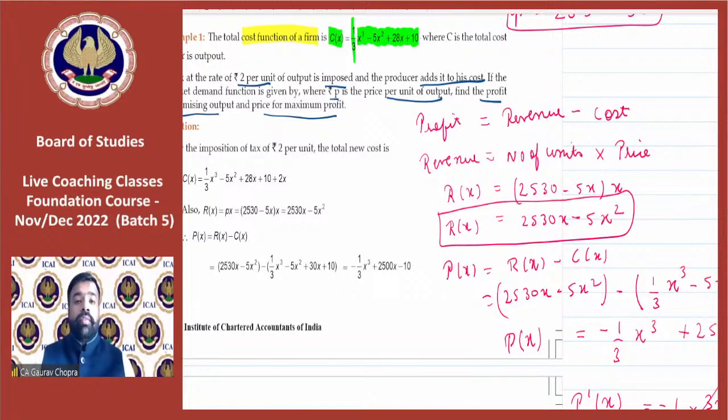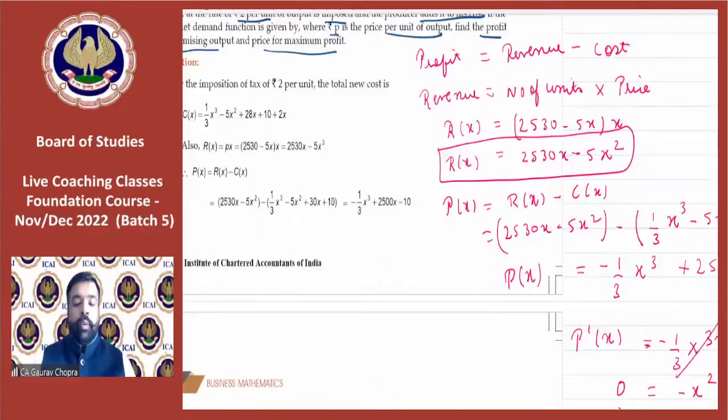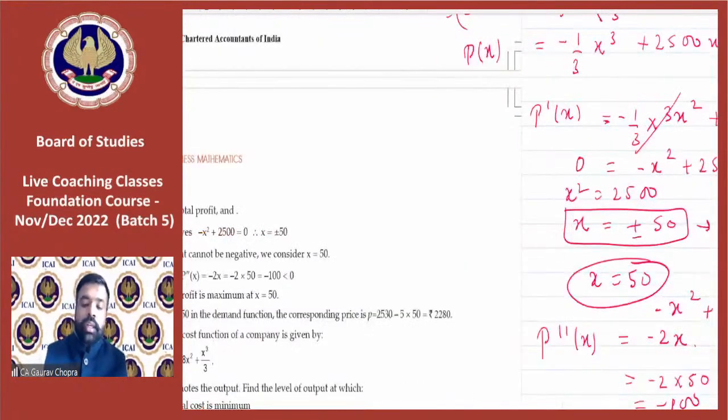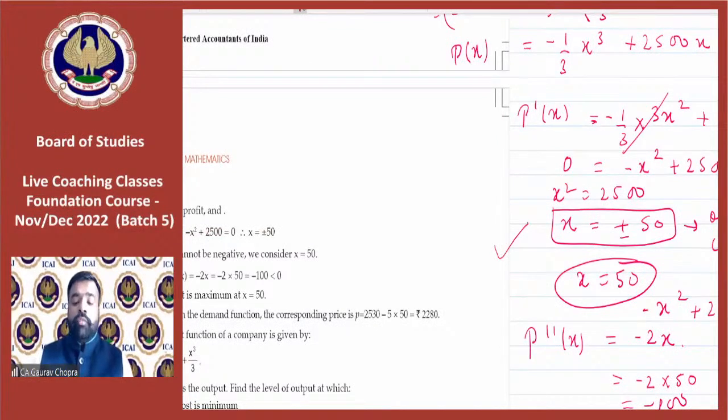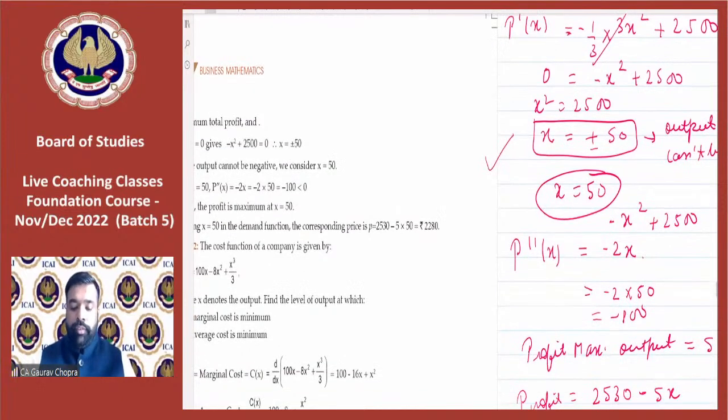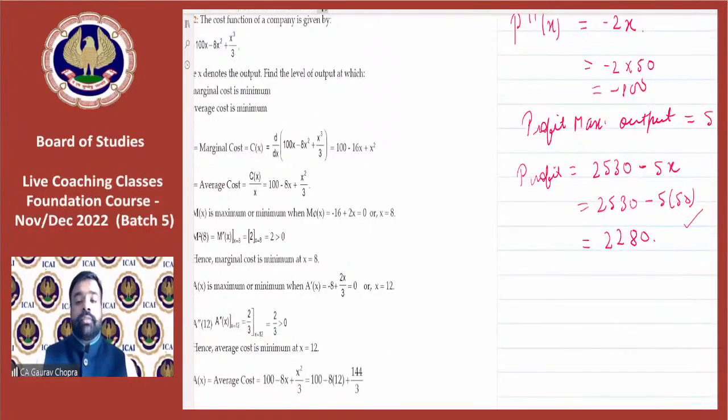Now, whenever we are getting the profit, we can find out the derivative and equate with 0, so that we can get the maximum value of output. So the maximum output was 50 as per our calculation. Now we can check this with double derivative. If the value of double derivative is less than 0, that means it is correct. Our output is maximum. That means it will give maximum profit at 50 units. Now we can input the value of 50 in the given profit function, and we can calculate the profit. So we have input the value of x as 50 and calculated the profit as 2280.